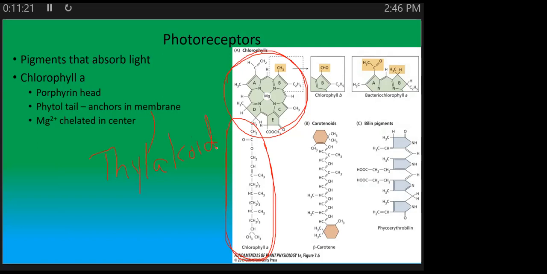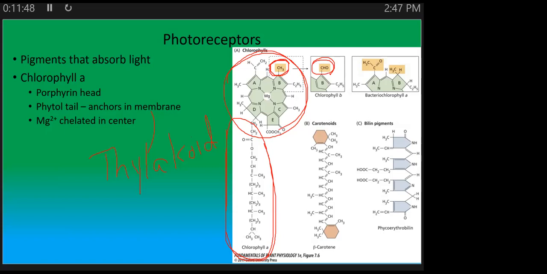So this phytol tail is stuck all the way through the membrane, and the porphyrin head region sticks off the membrane. Chlorophyll A is when you have a methyl group right in that position. If you replace that methyl group with this aldehyde group, that's chlorophyll B. That's the only difference. That's it.